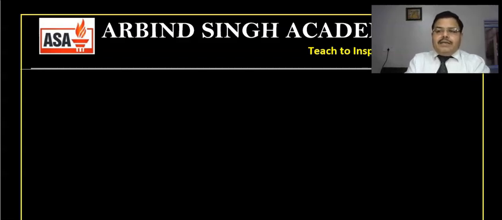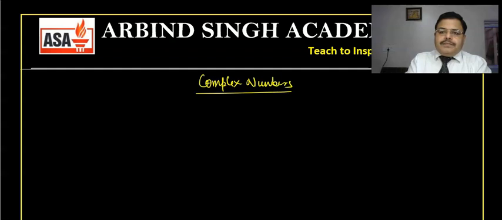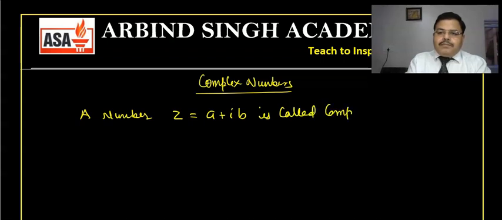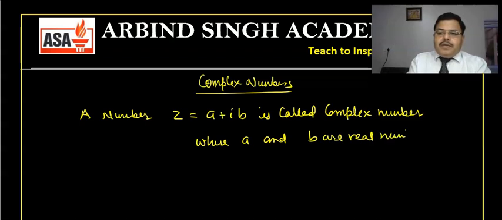For example, let us discuss the square root of a number, because the topic we are going to discuss today is complex numbers. A number z in the form of a plus iota b is called a complex number, right? A plus iota b, where a and b are real numbers.